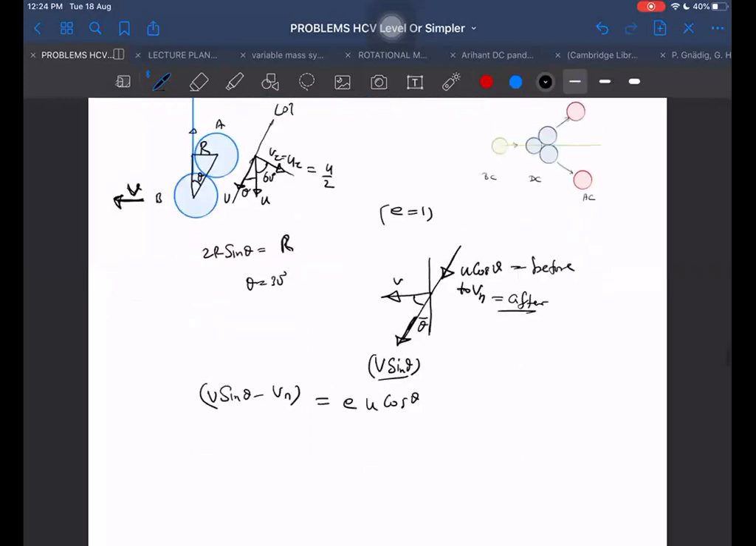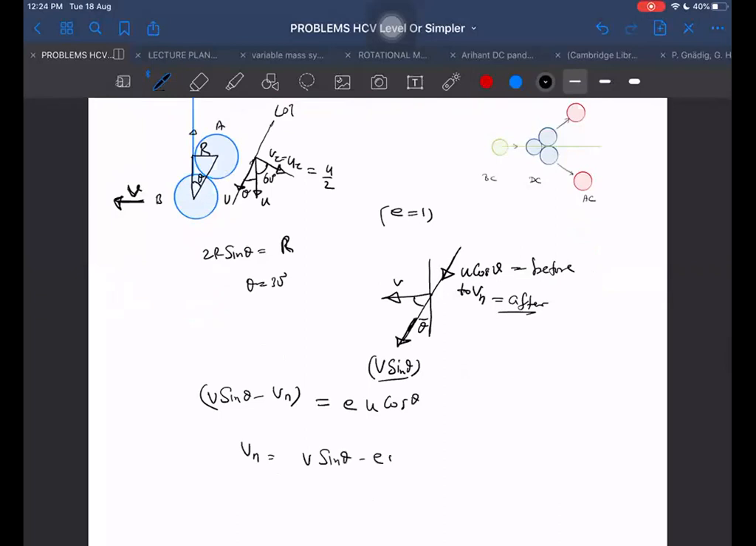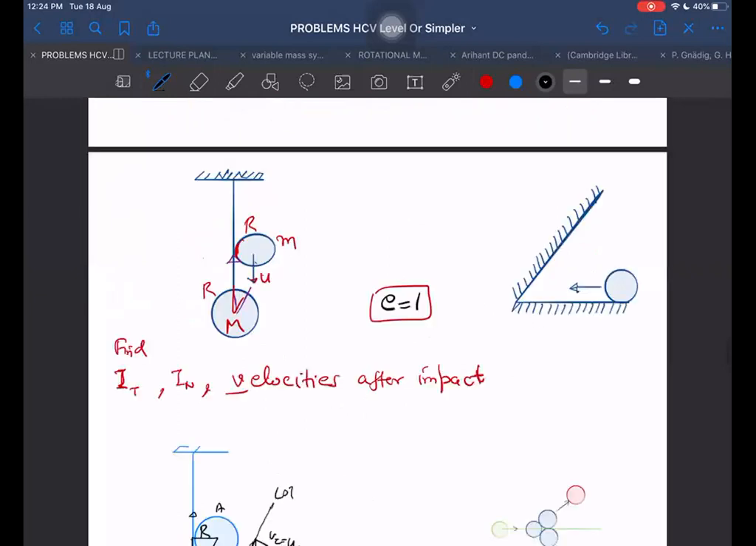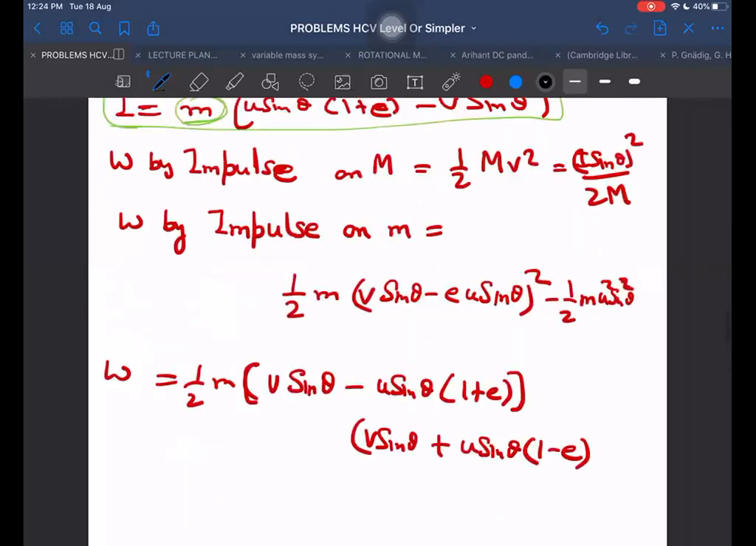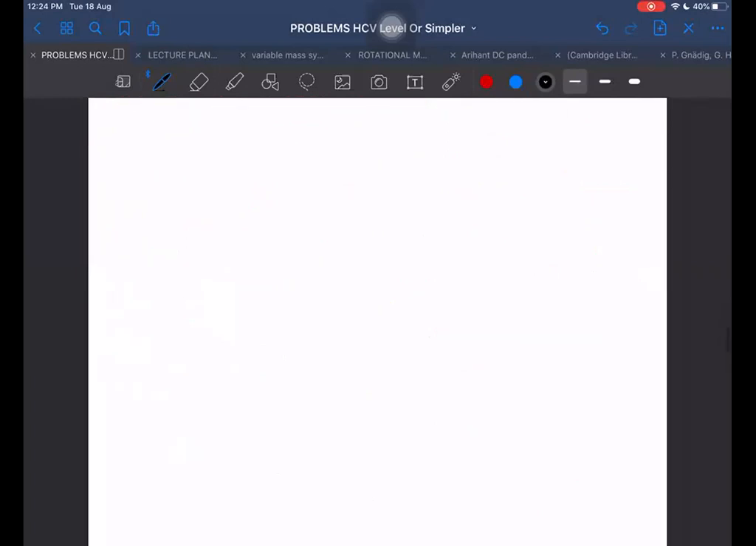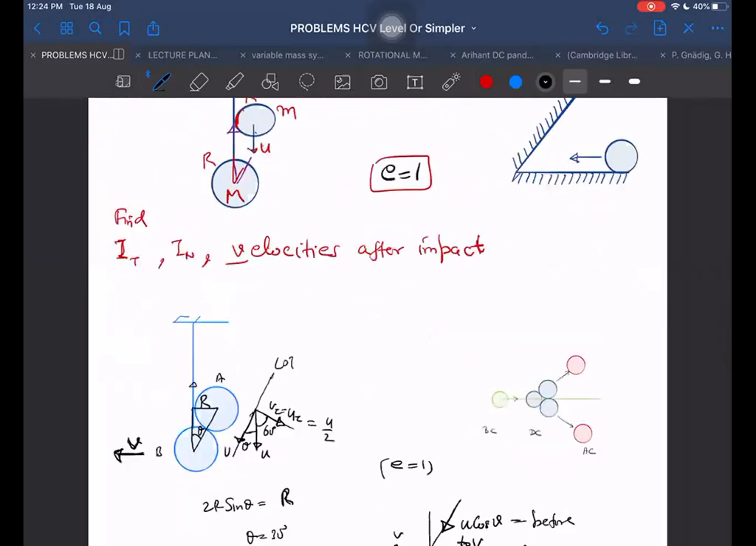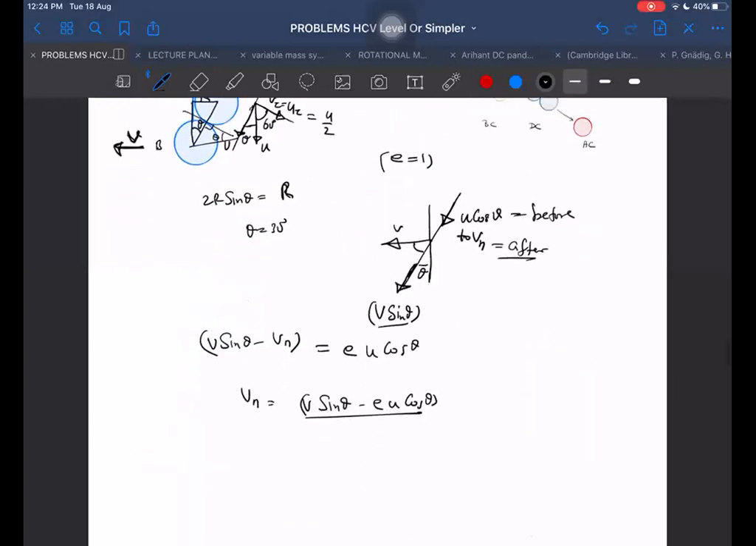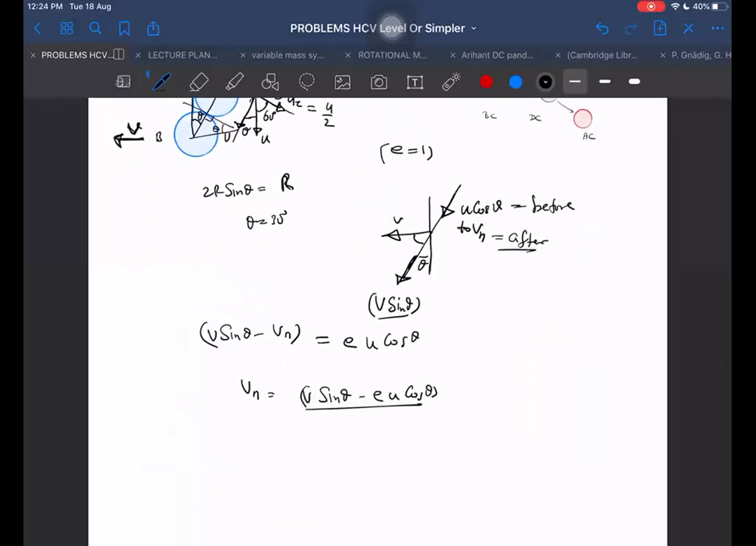So what we are getting, vn this time is equal to v sin theta minus e u cos theta. Same as last time. Last time also we got the same. I think at that time I was taking this angle as theta; this is also the same theta. So again exactly the same thing I am getting. That's why we are getting the v sin theta component.